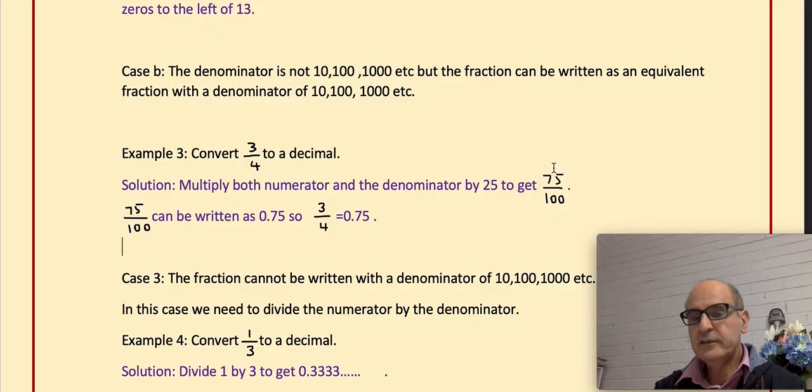But this is easy to write in the form of a decimal. It is just 0.75, because we said that the numerator appears to the right of your decimal point, and the number of digits you need is the number of zeros in the denominator, which is 2, and I've got 2 digits already. So 0.75. And as I said, you can put a 0 to the left of your decimal point.